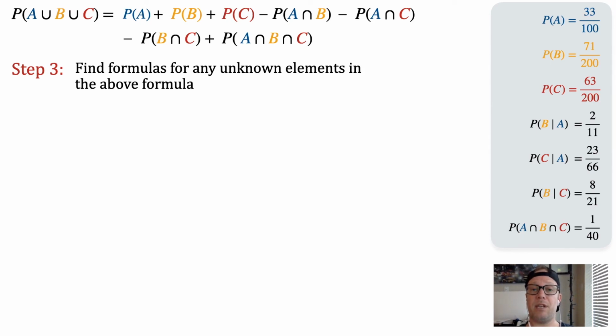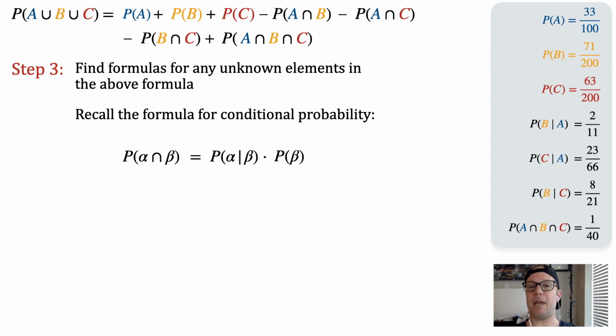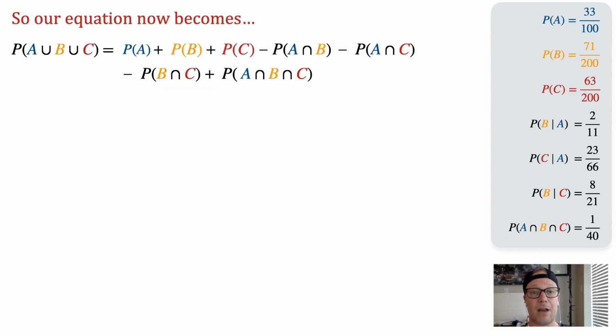We don't know A and B, A and C, and B and C, but we know the formula for conditional probability. To remind you, the probability of alpha given beta is equal to the probability of alpha intersect beta divided by the probability of beta. If we want to solve for the intersection, the probability of alpha and beta, that's the conditional probability times the probability of beta. This is the original here, and now we have to come up with some way to substitute in the pieces we don't know.